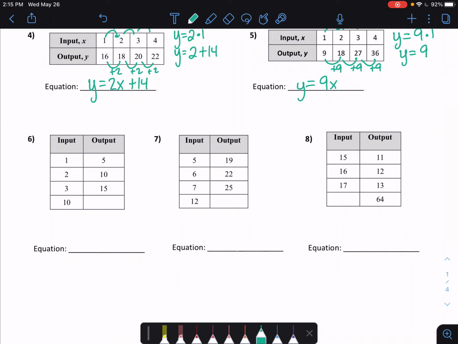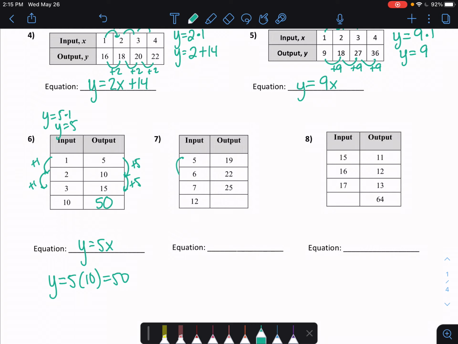For 6, 7, and 8, I'm going to do the same thing, but now I've got an input value that's missing or an output value that's missing. So here I'm going to add 1. And then over here I've got plus 5, plus 5. So I'm going to start with y equals 5x. When I check my rule, y equals 5 times 1. Well, y equals 5 the way it's supposed to, so my rule is y equals 5x. So for 10, I'm going to do y equals 5 times 10 is 50. So in that last box is going to be a 50.